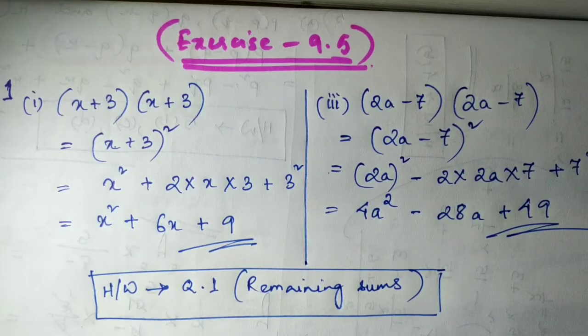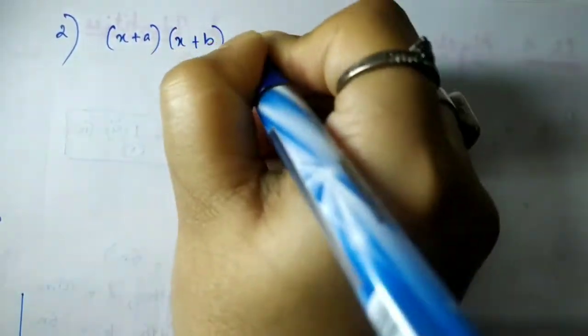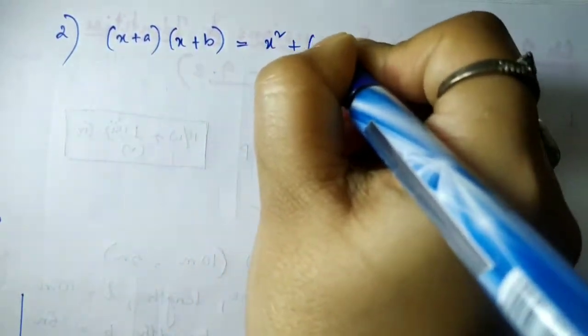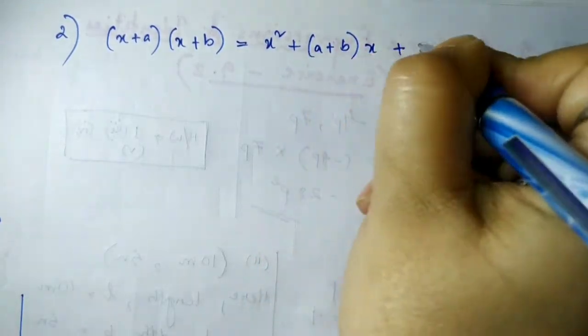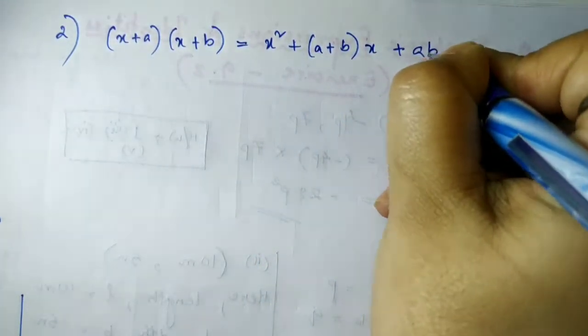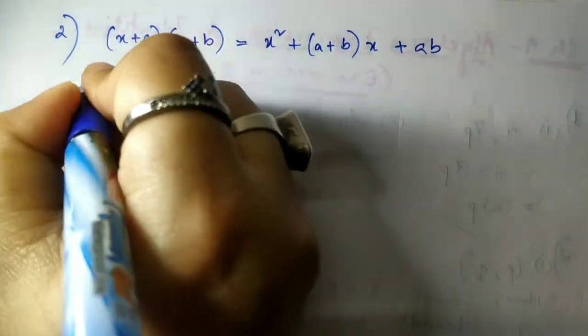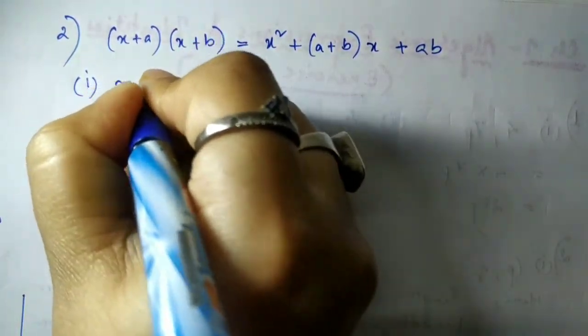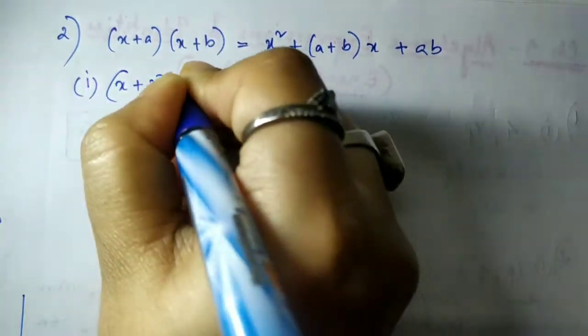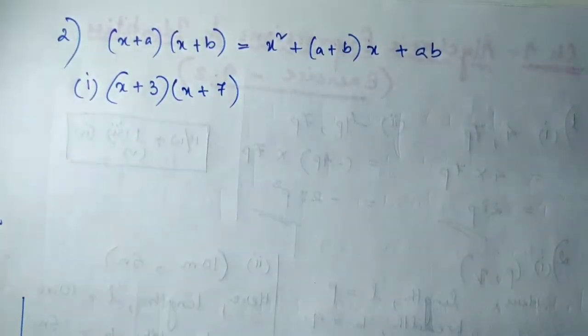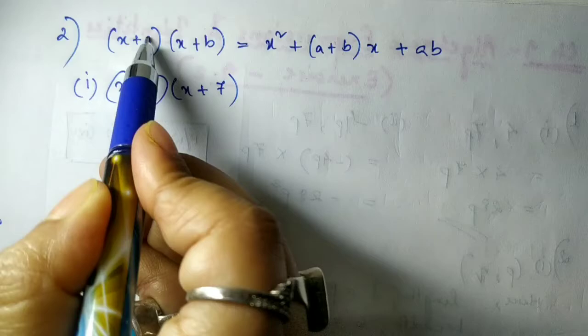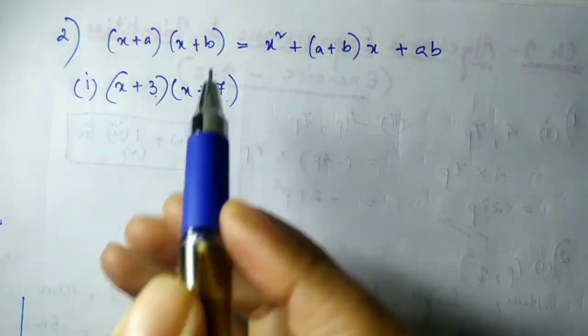Now let us move on to the next question, that is question number 2. So what is given in question number 2? Use the identity. The identity is mentioned for this: (x plus a) (x plus b) is equal to x square plus (a plus b) x plus ab, the fourth one that I had written down for you all. So this I have to use to find the following products. So number 1 is given as (x plus 3) into (x plus 7). In this question, this is the x, this is the x, and this is the a and this is the b.